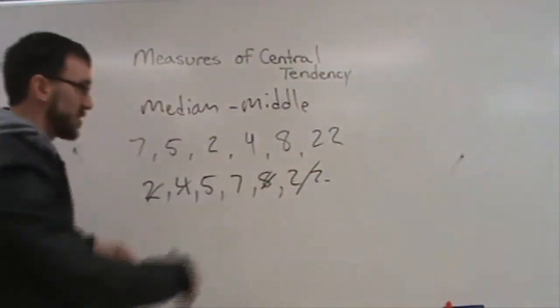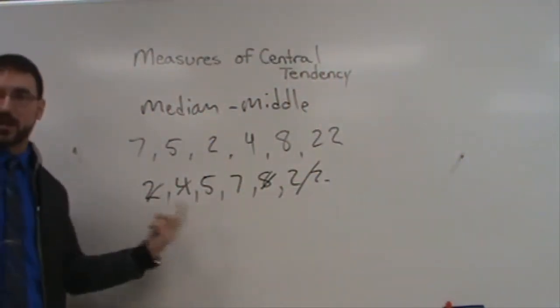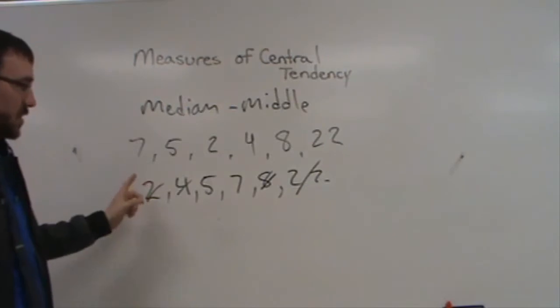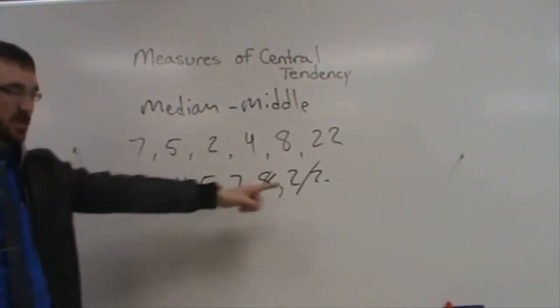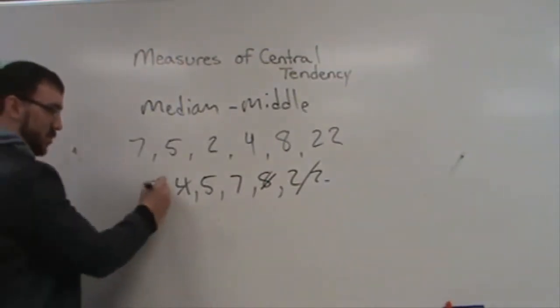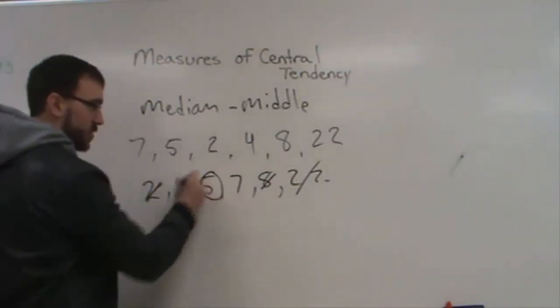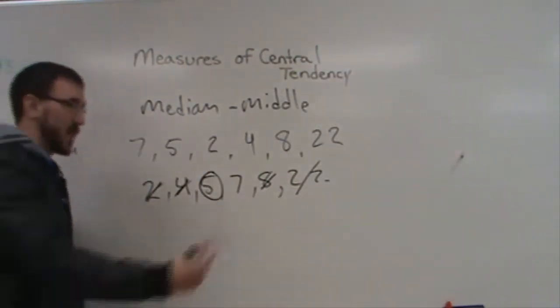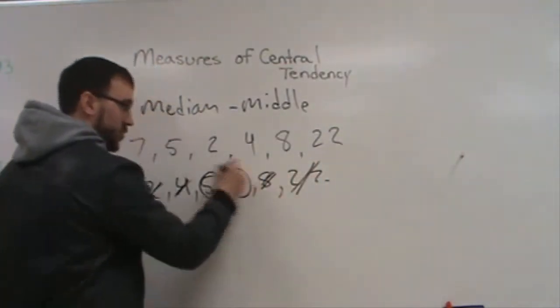Instead of crossing off from each side, I'm just going to cross off from one side. I'm going to count in. Okay, how many numbers are there? 6. Divide that by 2, what do you get? 3. Okay, 1, 2, 3. Okay, if I count it from the other side, 1, 2, 3.